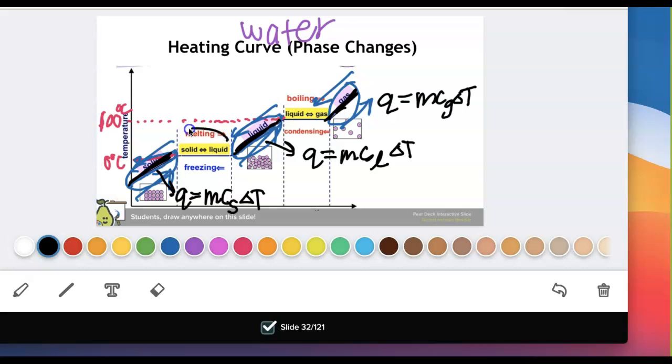So here's the confusing part. How come when you're taking water from a solid to a liquid, or a liquid to a gas, or backwards, gas to liquid, liquid to solid, the temperature doesn't change? And so that is confusing for most students.